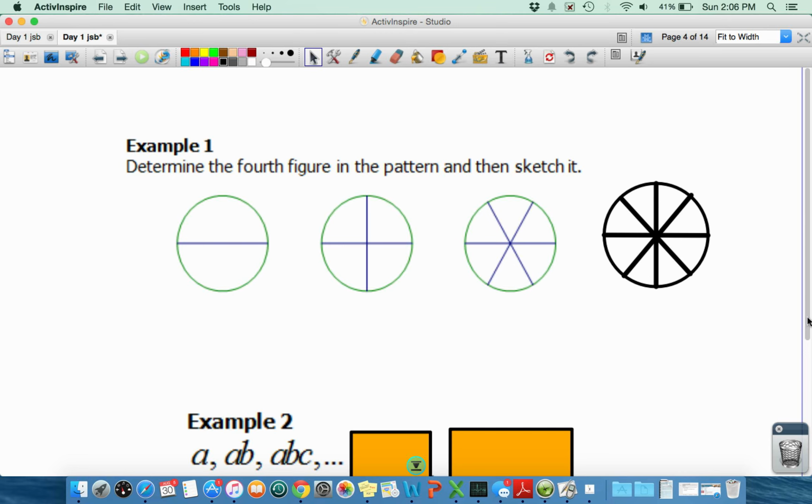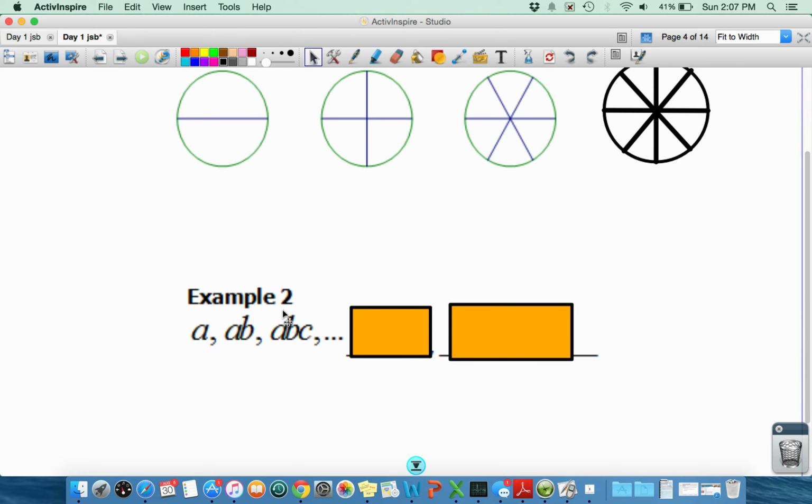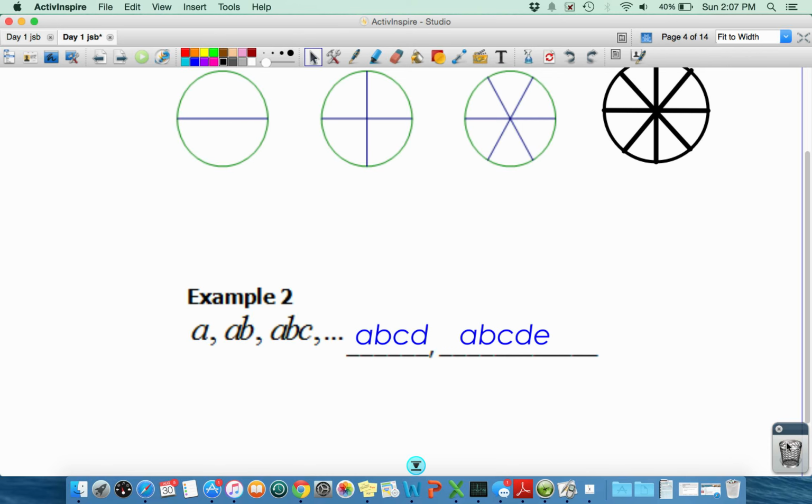So you can see these are not too complicated. Example number 2, our first letter is A, then we have AB, then we have ABC. So if you know your alphabet, you can probably figure the next term is ABCD. And after that, we would have ABCDE. Now, those were some relatively easy patterns. Not every pattern is that easy.